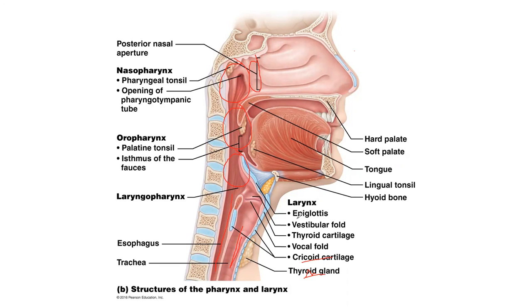You have the epiglottis right here, and this is what helps when you swallow stuff. It will block off the trachea so that food or liquids will go down the esophagus. If it doesn't do its job, that's when you start to choke and you say that it went down the wrong hole.